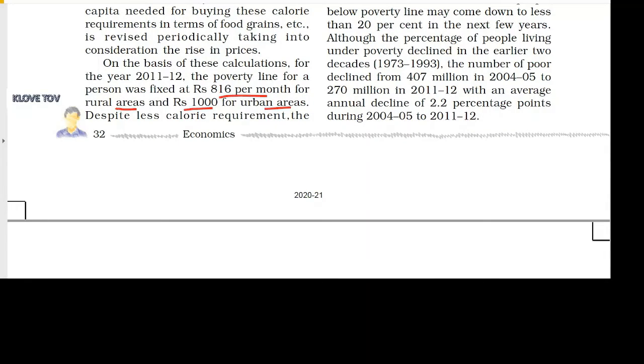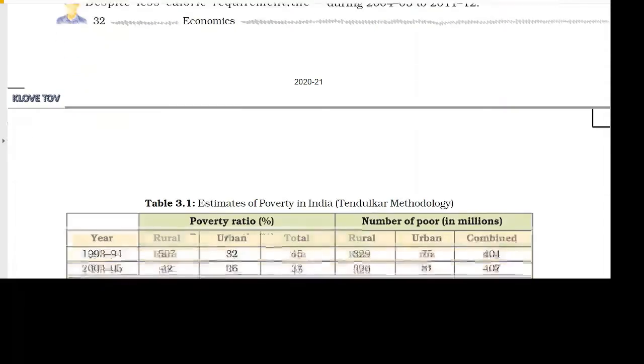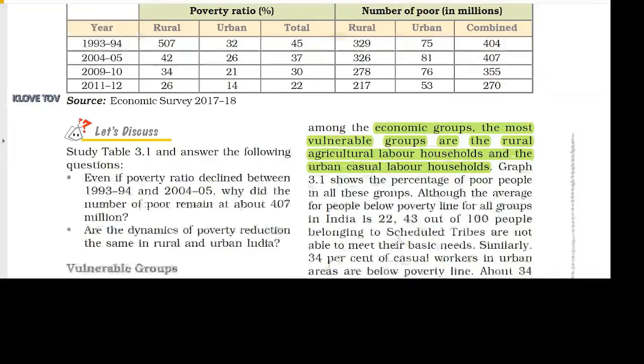The number of poor declined from 407 million in 2004-2005 to 270 million in 2011-12, with an average annual decline of 2.2 percentage points during 2004-05 to 2011-12.